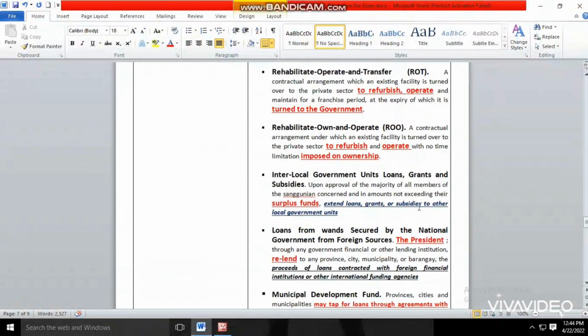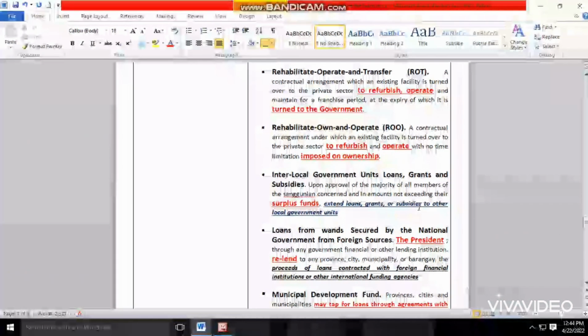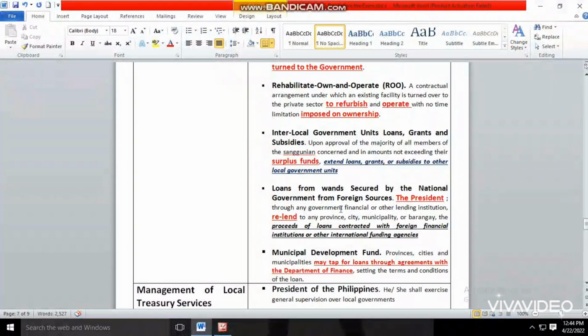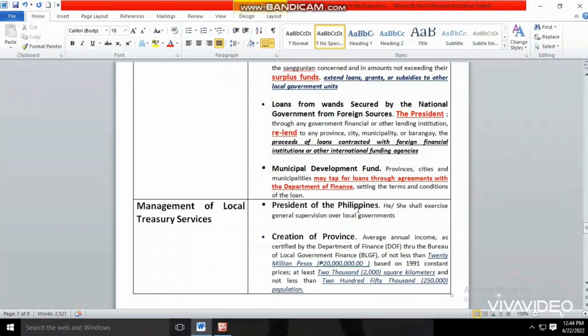Let's talk about the inter-local government unit loans, grants, and subsidies. Upon approval of the majority of all members of the Sanggunian concerned and in amounts not exceeding their surplus funds, extend loans, grants, or subsidies to other local government units. The President, through any government financial or any lending institution, will lend to any province, city, municipality, or barangay the proceeds of loans contracted with the foreign financial institution or other international funding agencies.